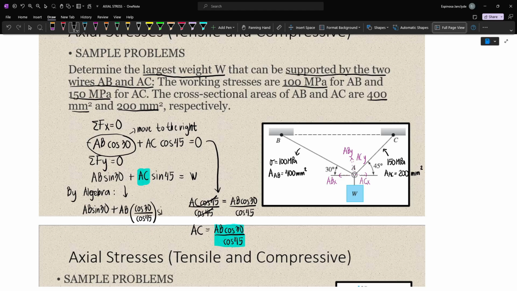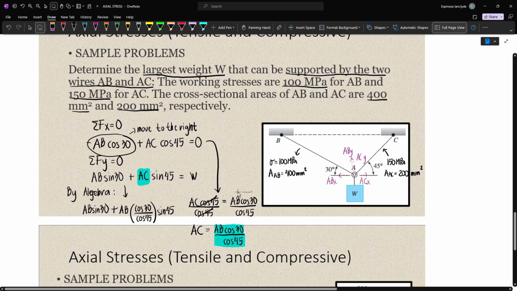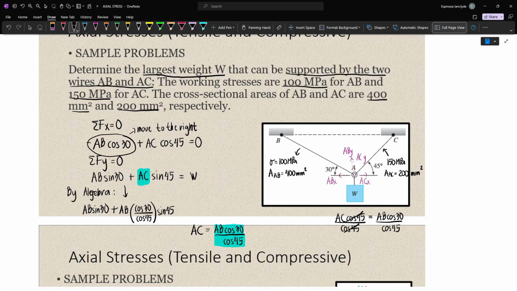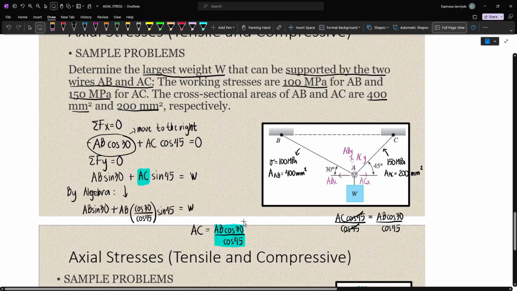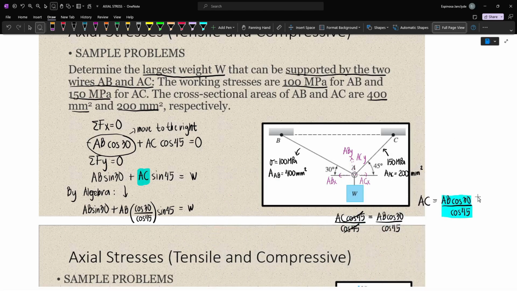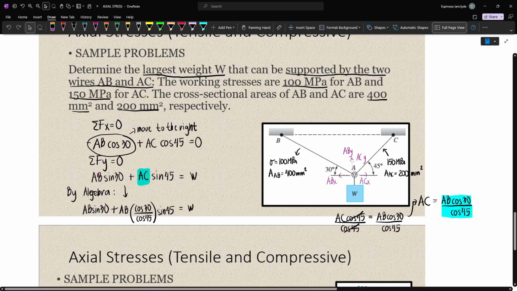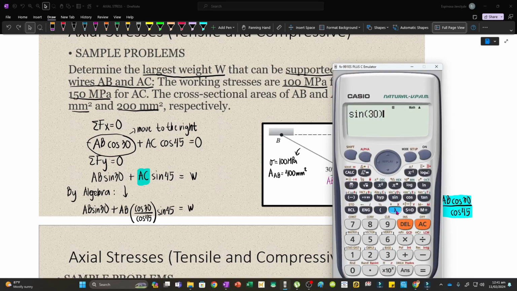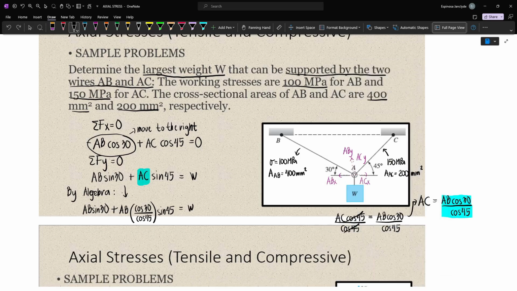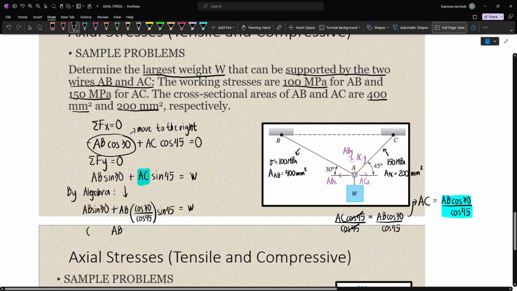Now, let's change our AC because we already have AC in terms of AB. And so we will change AC into AB cos 30 divided by cos 45. And then don't forget that we are still multiplying that by sine 45. And then that's equal to W. Notice that our expressions at the left side of the equation all contain AB. And so we can add all of the coefficients of AB such that we'll only have one coefficient. Using our calculators, we can input sine 30 plus cos 30 over cos 45 times sine 45. That will give us 1.366.